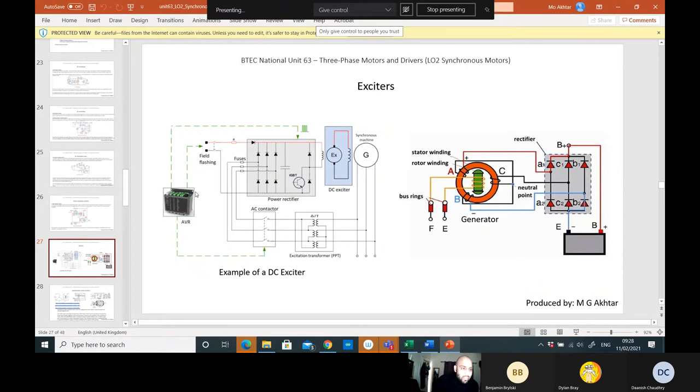Now, this device does that for you. It's an automatic voltage regulator. So this regulates, sending pulses to here, and that switches the DC voltage on and off across here. So that's a DC excitation system. You can use this diagram as well to help you. I'm going to show you a link where you can get that in more detail.